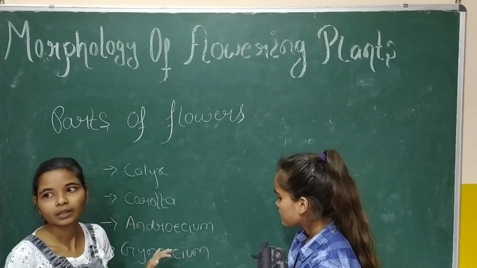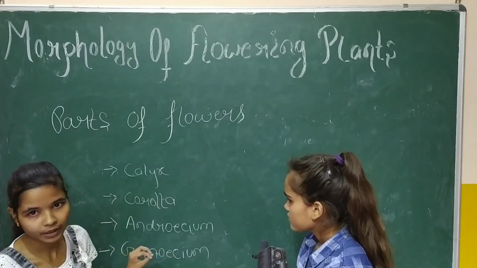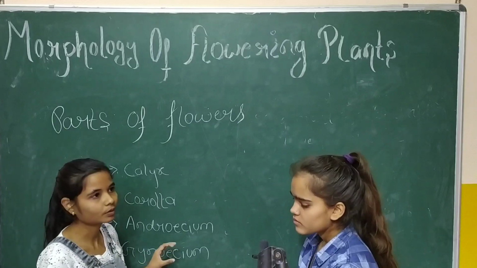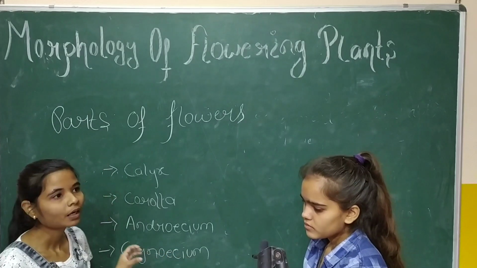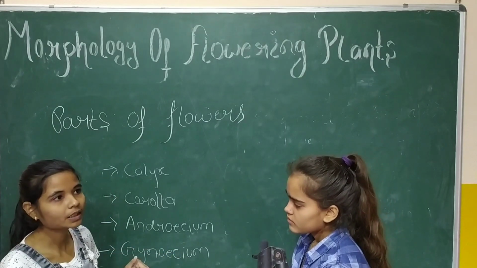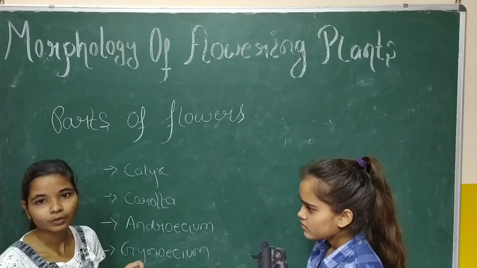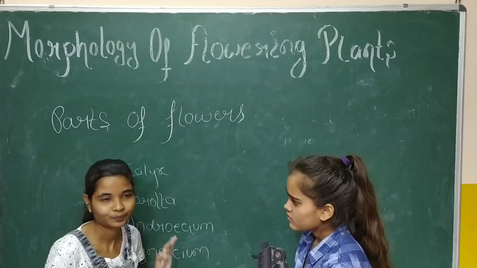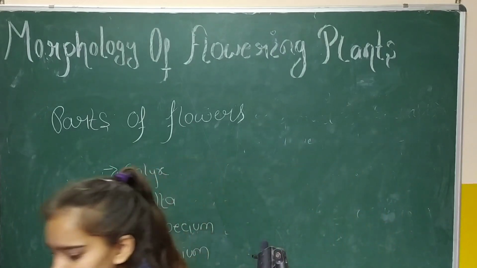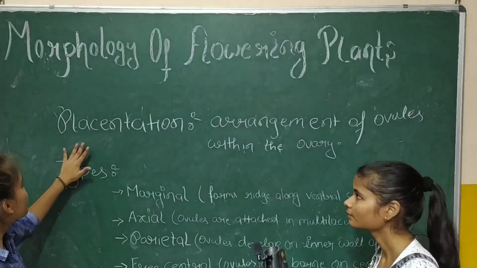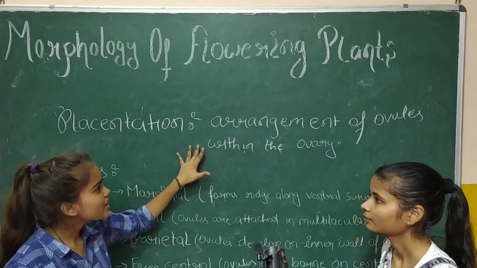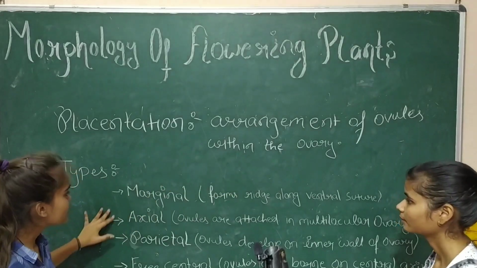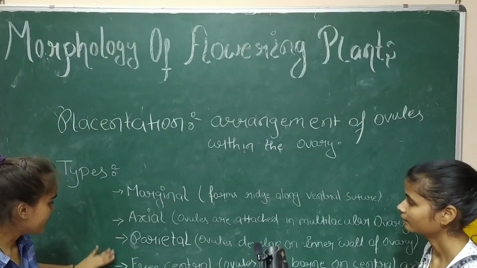So now we will learn something about the placenta. The placenta is a cushion-like, flattened structure. The funicle connects the ovary with the ovule through a tube-like structure, and the point where they are connected is known as the placenta. Now we will talk about placentation, that is the arrangement of ovules within the ovary. It is of five types: marginal, axile, parietal, free central, and basal.